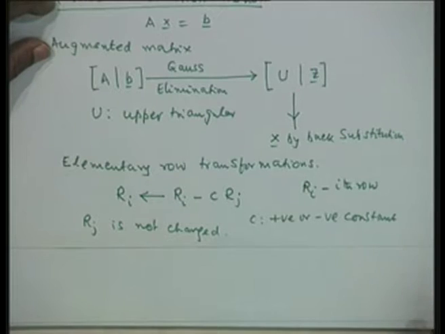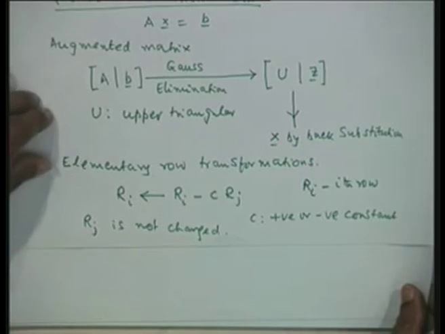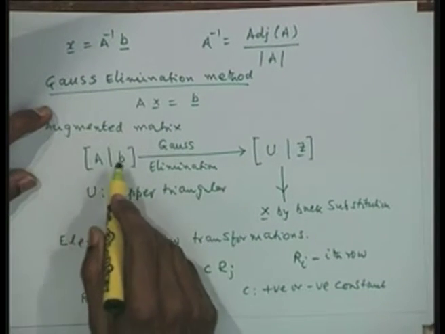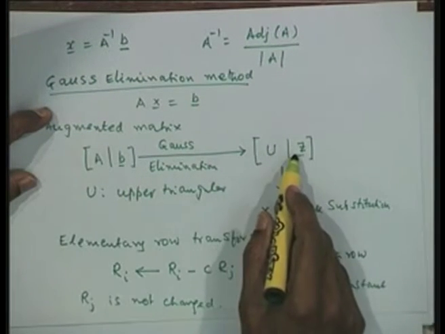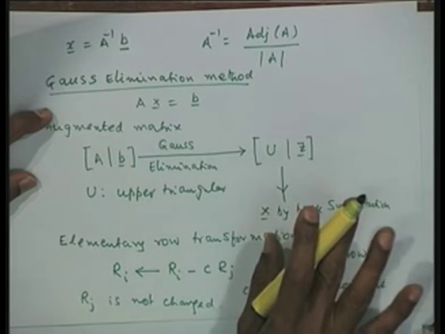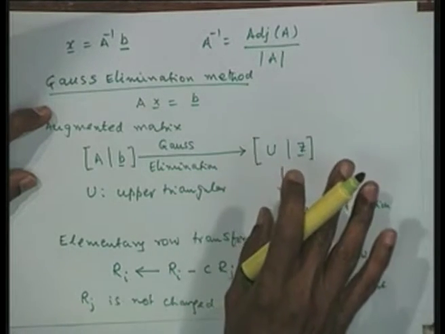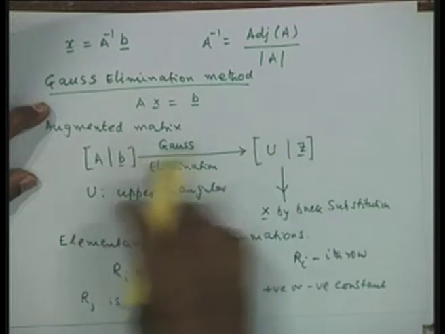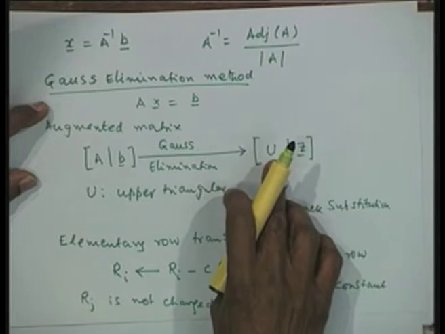Now, I would use this elementary transformation to reduce the augmented matrix A B to the new augmented matrix U and Z. The two systems are called equivalent. That means all the properties that the augmented matrix A B has, this augmented matrix also has, including the value of the determinant. If I reduce A to U, the upper triangular matrix, let us now write down the determinant of U. The determinant of U would be the product of diagonal elements, because U is upper triangular.